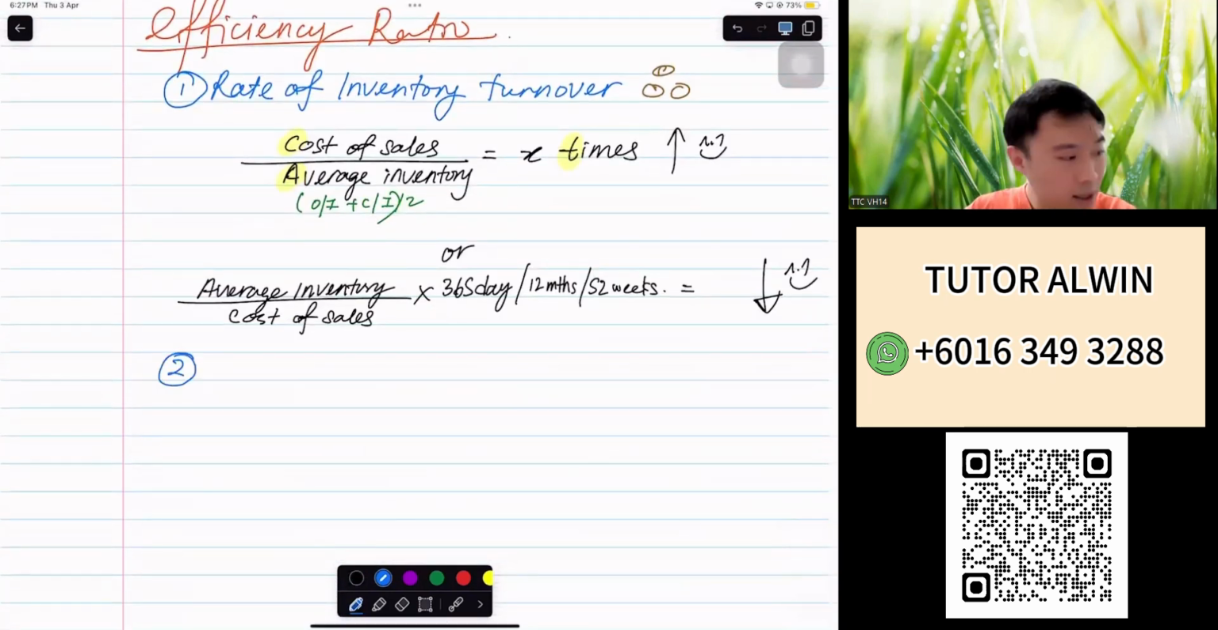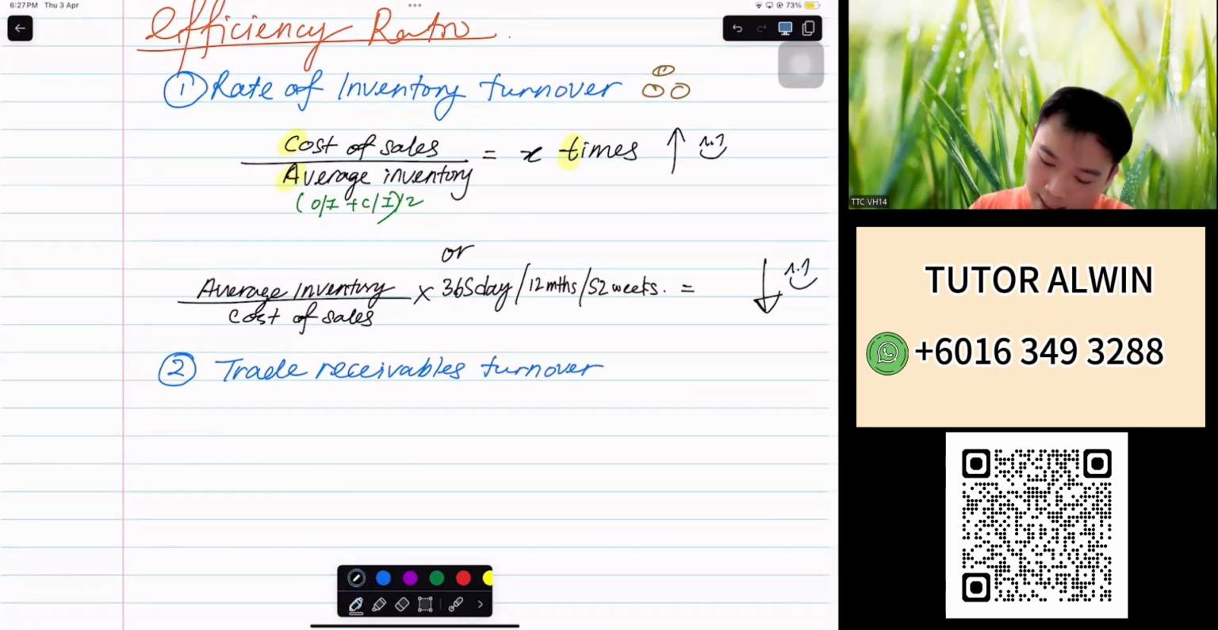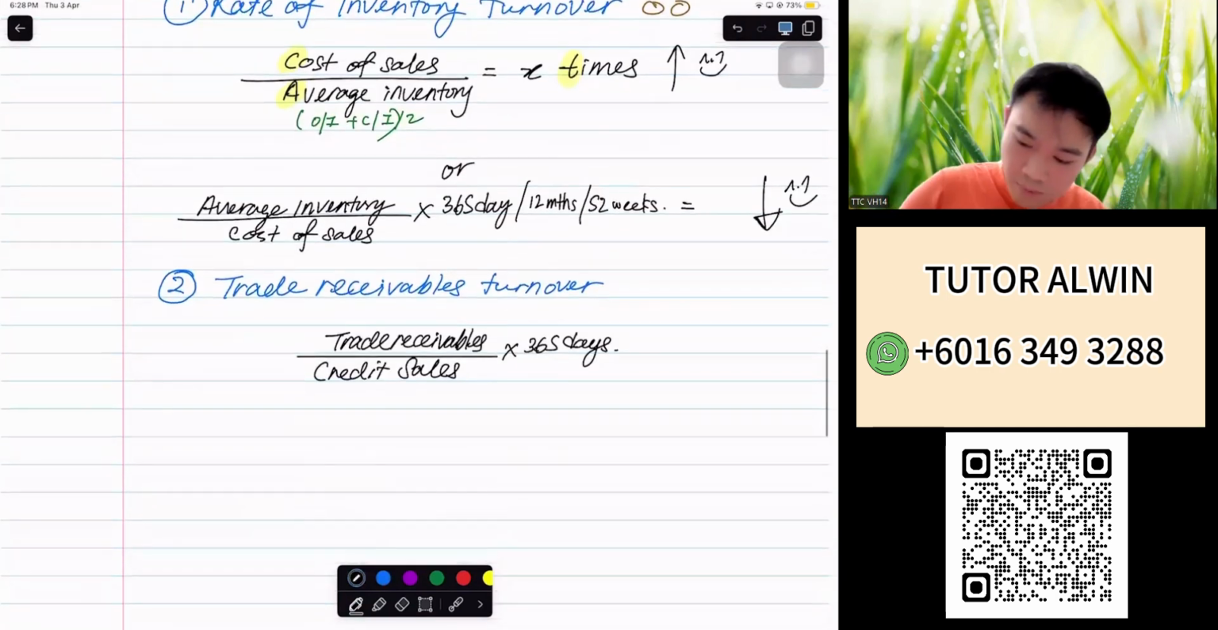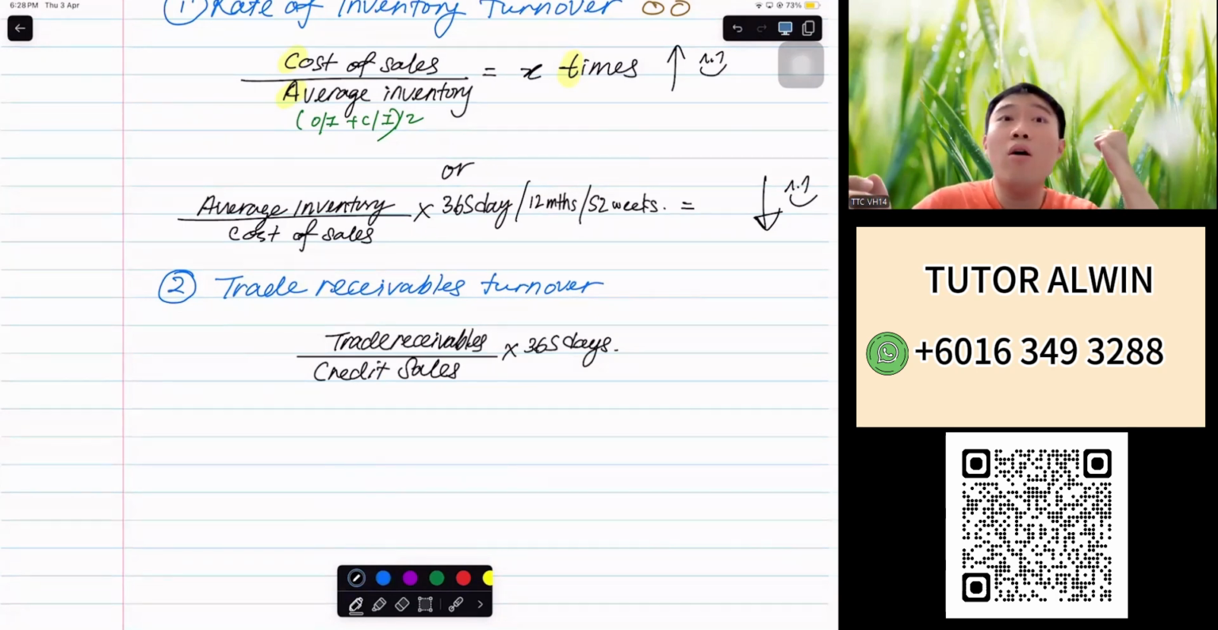Secondly, this will be the trade receivables turnover, whereby it will be our trade receivables over the credit sales multiplied by days, months, or weeks. Let's use the days. And again, the lower the better. Why? On average, it shows the number of days it takes you to get the money from your credit customers. So it will show how long it takes for customers to pay their invoices.